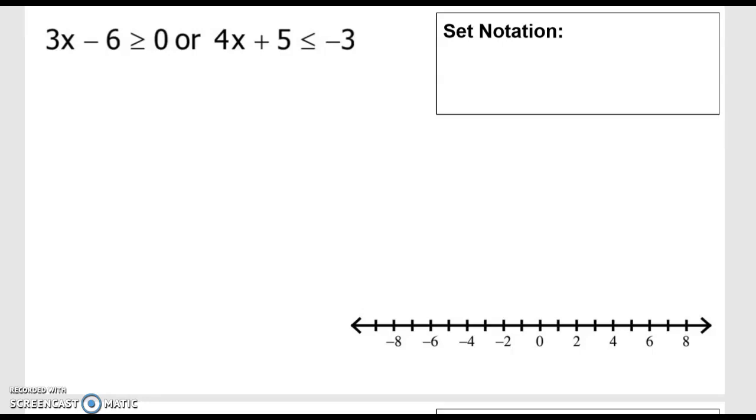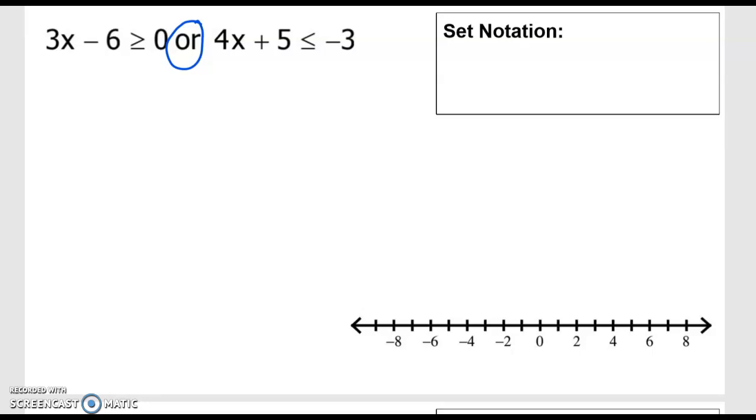So let's look at this first one. It looks like I have two inequalities in one, and you kind of do. The word or is going to separate them. So I'm going to solve out each one of these for x. And we have two parts to our answer that we're going to look at. So let's look at the left side first. So I'm just going to solve this for x. There's no parentheses, nothing to combine, so I'm ready to start moving things.